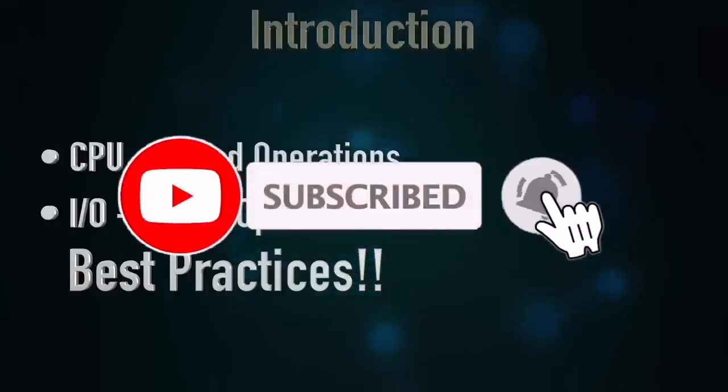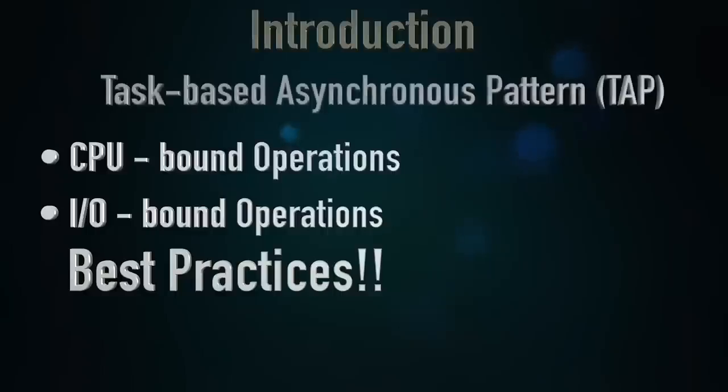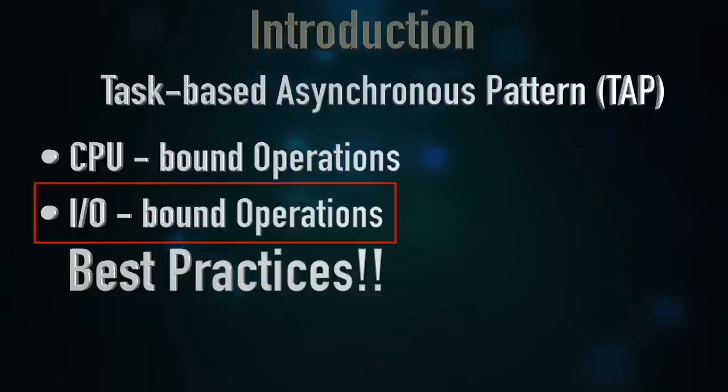The recommended coding methodology provided by Microsoft in the C# language to create asynchronous behavior in our applications is known as the Task-Based Asynchronous Pattern, TAP. Over the last two videos in this series, we have discussed why we should implement asynchronous code. The simple answer is to improve the performance of our applications. In this video, let's clarify the best practices when writing code to run the relevant code asynchronously. Let's start with I/O-bound operations.